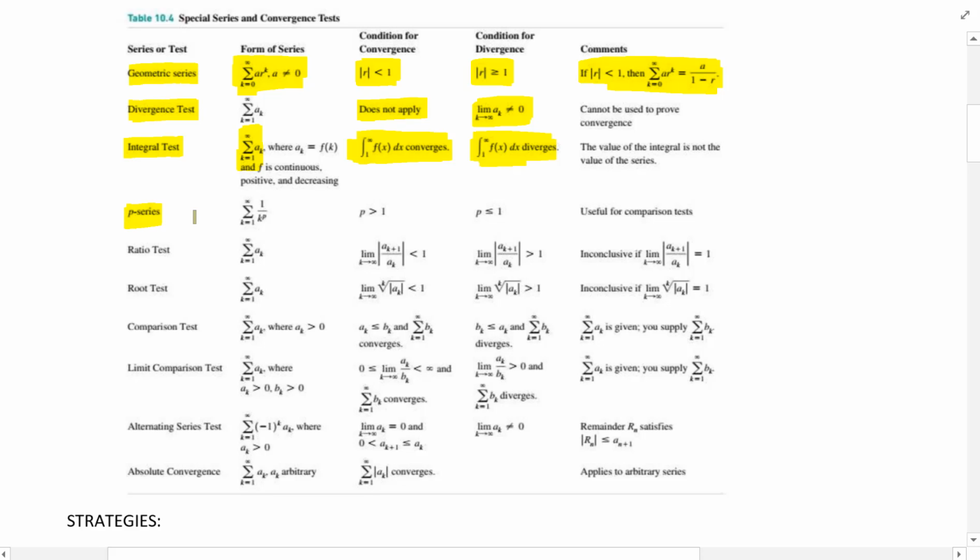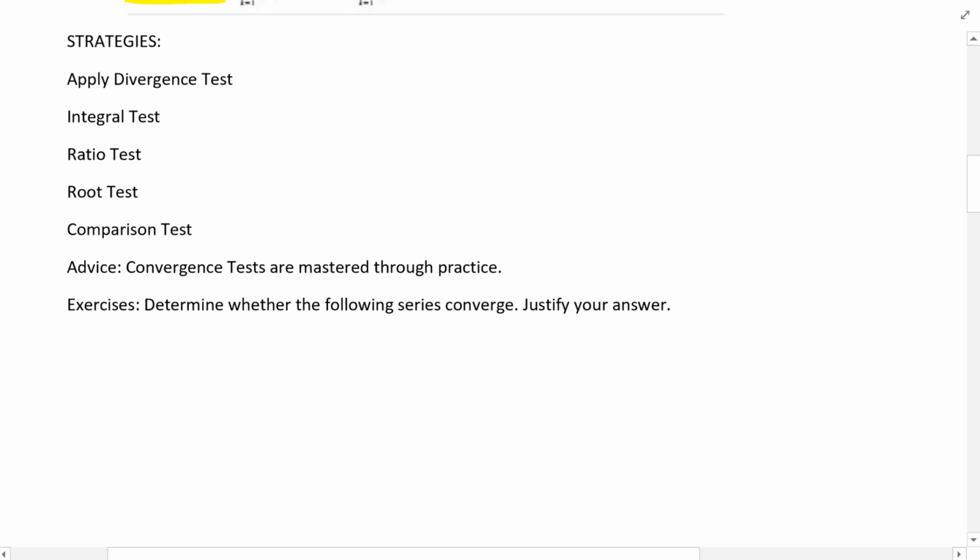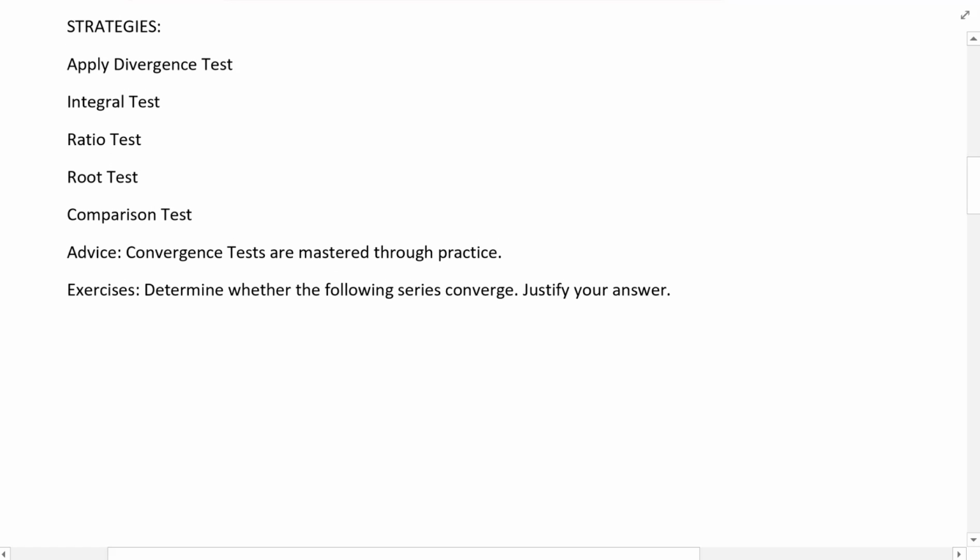The p series, where if p is greater than 1, the series converges. If p is less than or equal to 1, it diverges. The geometric type of series, the root test, the ratio test, the comparison test, the limit comparison test, the alternating series test, and absolute convergence. All these have their specific videos, but we are just going to solve a few problems randomly, where we'll decide which convergence test to use.